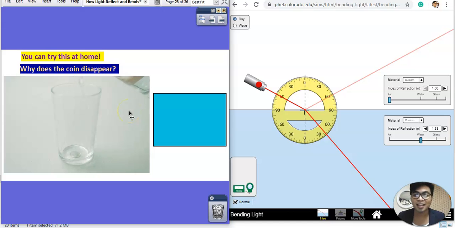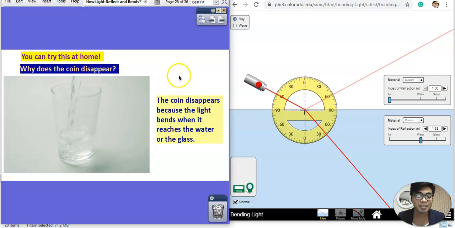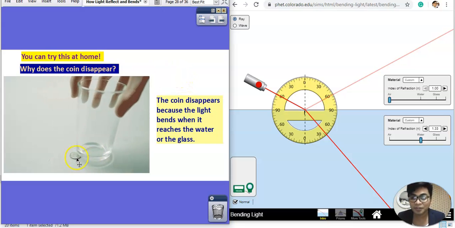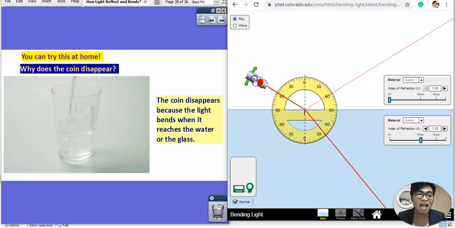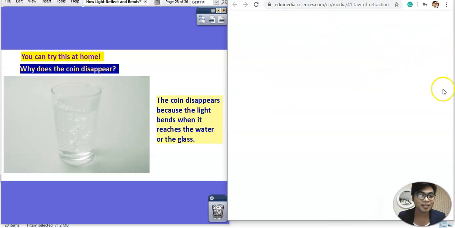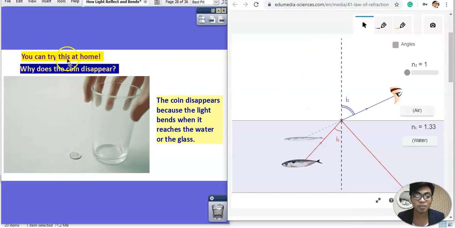You can actually try this at home. Why does the coin disappear when I put it at the bottom of the glass and I put the water in? Simply because the light reflected from the coin travels through different media. First, it travels in the glass, and after that, it travels in the water. So the light tends to bend in the glass and also in the water, and the bending might no longer match the angle at which we see the object, and hence it tends to become invisible now.